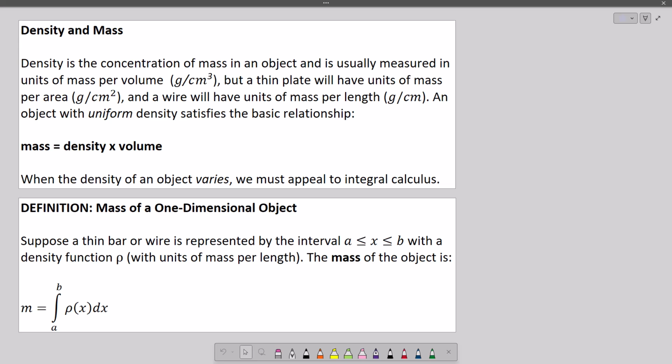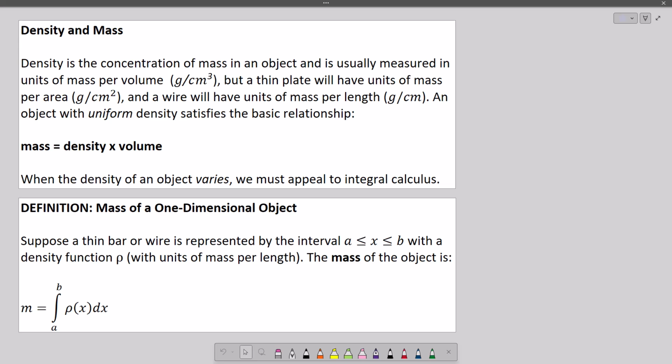So we have 3 different scenarios. The one that's the most intuitive is you've got a solid object. You can imagine the density is the concentration of mass, and we're going to use the grams per cubic centimeter. That's the one that's the most intuitive. But we do have those other 2 types of applications that you will see.